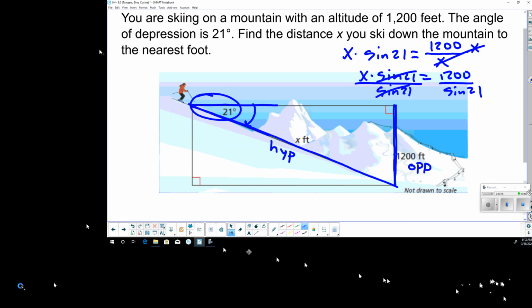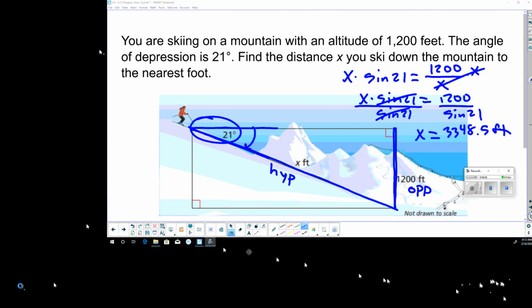So I'm going to grab my calculator. I'm going to put in 1200 divided by the sine of 21. It comes out to be, x comes out to be 3,348.5 feet. That'd be how long you travel down the actual mountain.